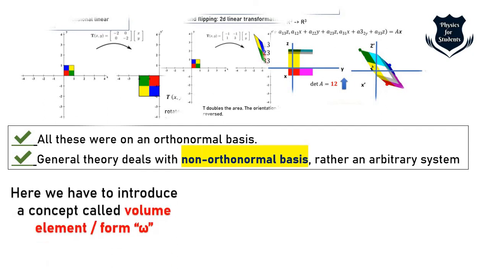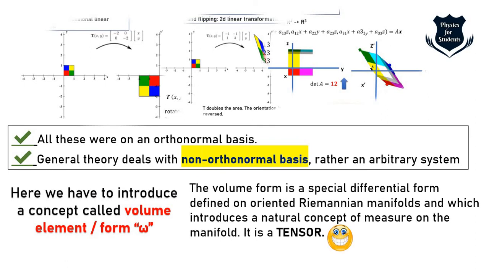So here we have to introduce a new concept called the volume element or volume form, which is denoted by this small omega sign. So here is a definition. The volume form is a special differential form defined on oriented Riemannian manifolds, which introduces a natural concept of measure on the manifold. It is a tensor. Barring those technical terms, you can understand that the volume form or volume element is indeed a calculation of a volume, but not on an orthonormal basis. It is a non-orthonormal basis, especially on a differential manifold where anything can take any shape. And the good news is that it is a tensor, so it has a lot of information within it and it is preserved.